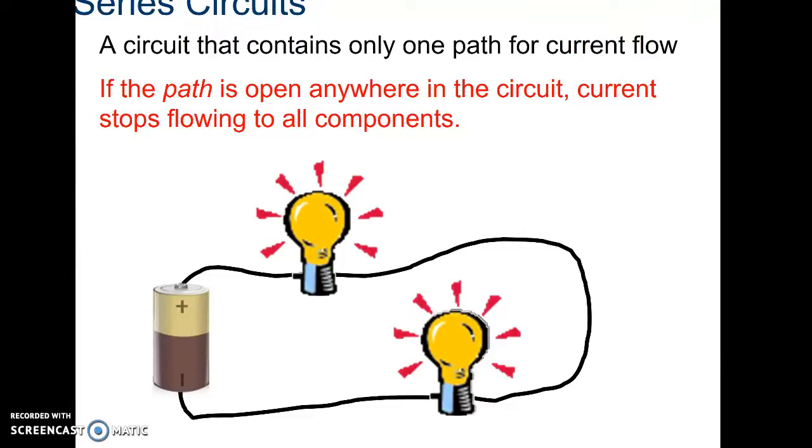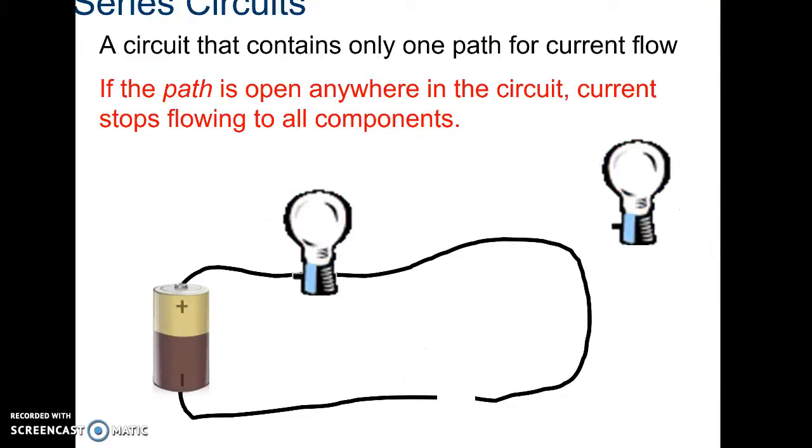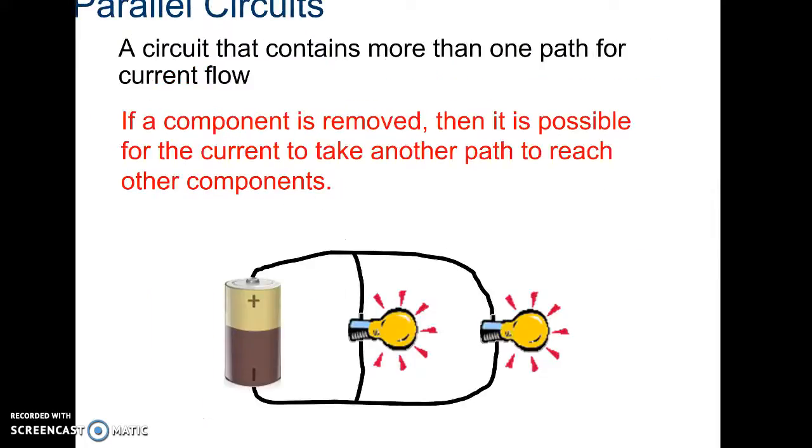Okay, so a series circuit says that there's only one path for the current to flow. So if we remove any component within that circuit, then we will not have a working circuit. Okay, so in this case, we removed a light bulb and the other light bulb does not work. Parallel circuits operate a little bit differently. If you remove a component, assuming it's not the battery, then you can still have another working component.